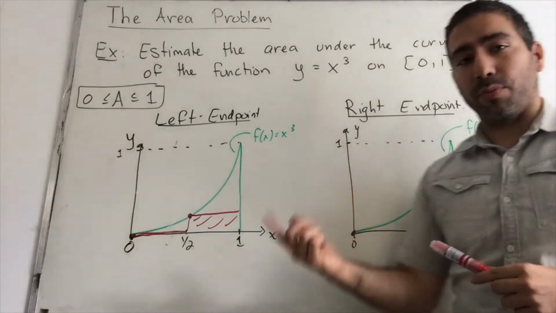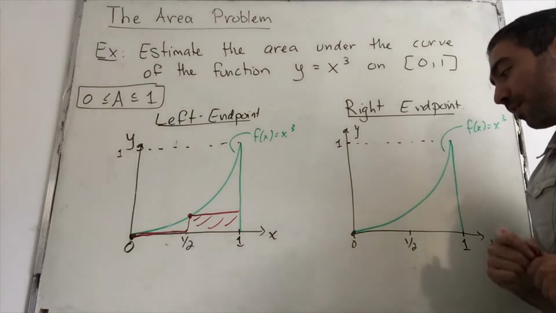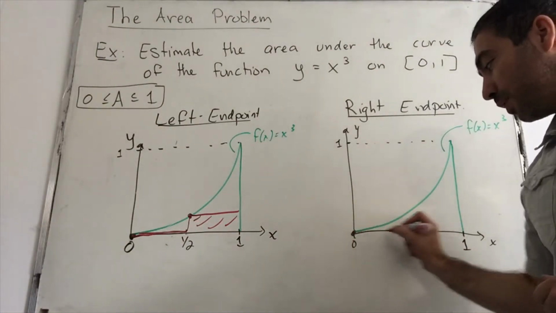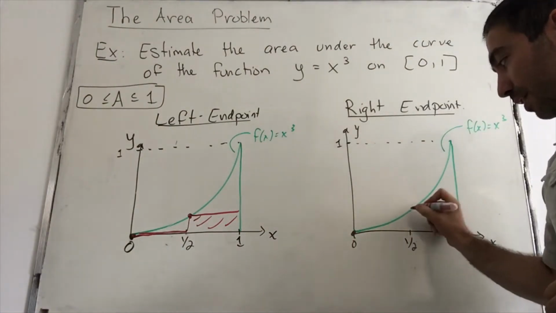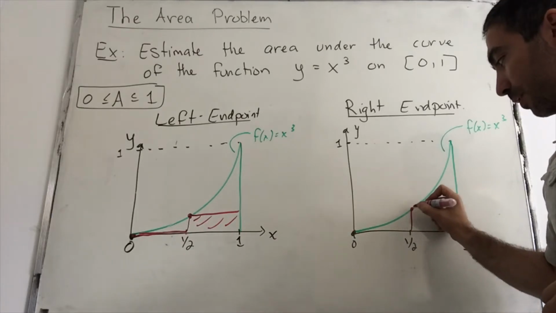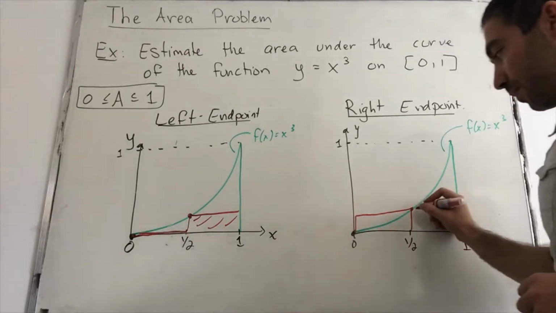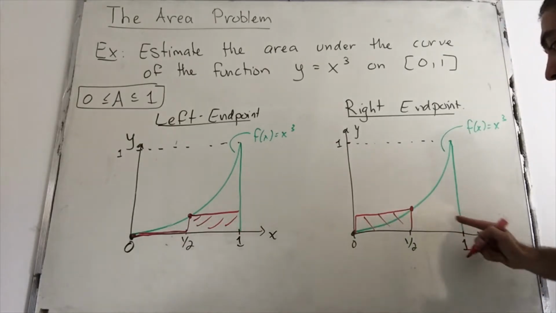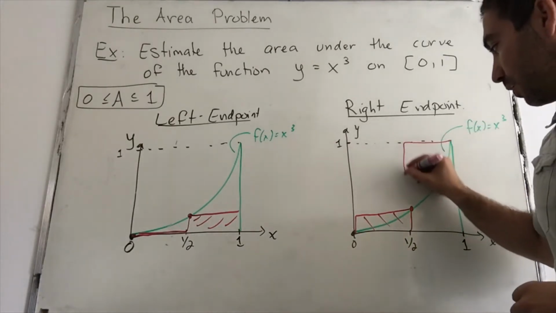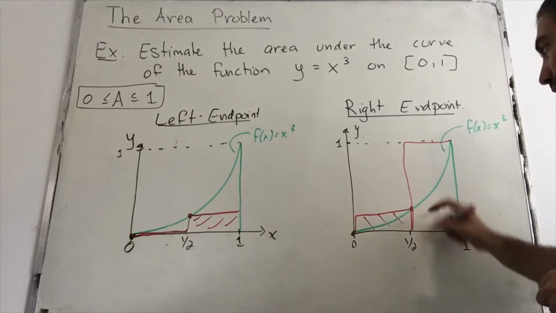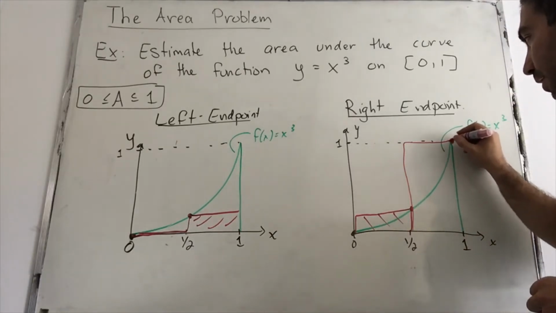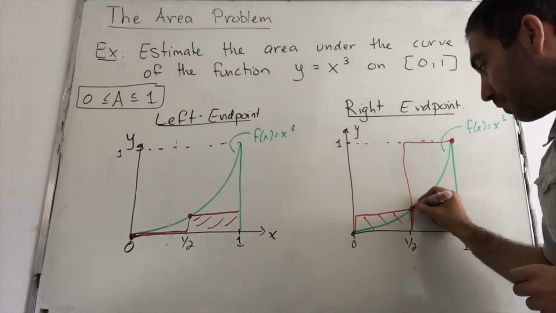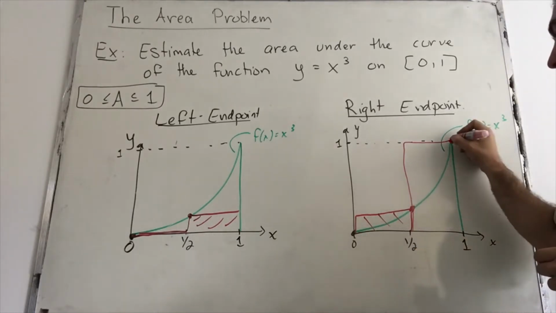Now we're looking at the right endpoints. From 0 to a half, the right endpoint of this rectangle is going to hit the function over here, giving us this region. And again over here, between a half and 1, this red rectangle is going to hit the function. The top right parts of the rectangles are going to hit the functions. Okay.